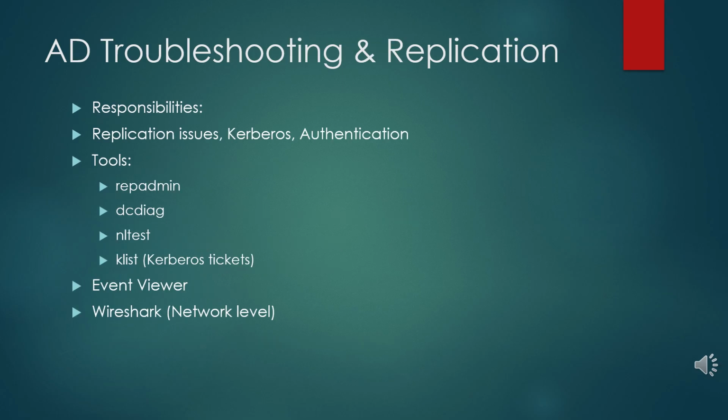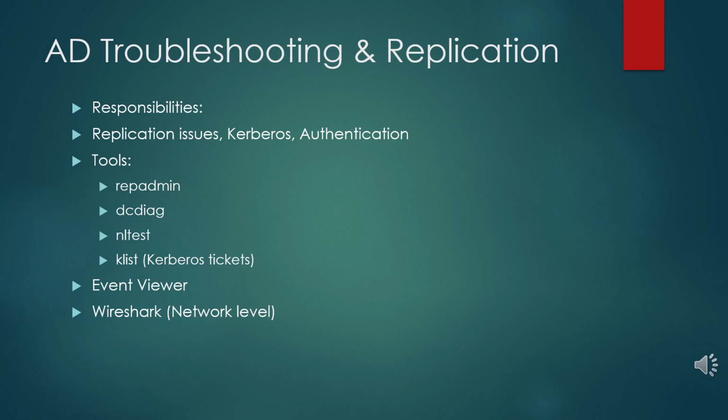AD Troubleshooting and Replication. Now let's move to one of the most important and challenging areas, Active Directory Troubleshooting. In real-time environments, issues like replication failures, authentication problems, and Kerberos errors are very common. For example, users may report that they are unable to log in, or group policies are not applying, or domain controllers are not syncing properly.